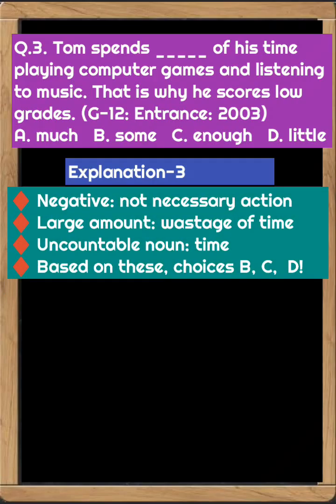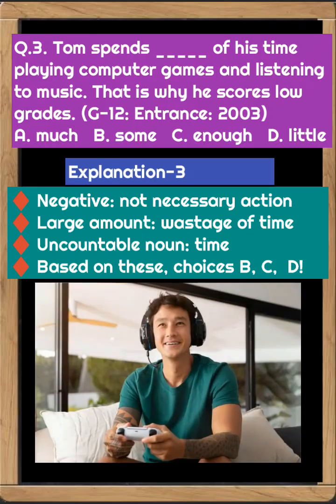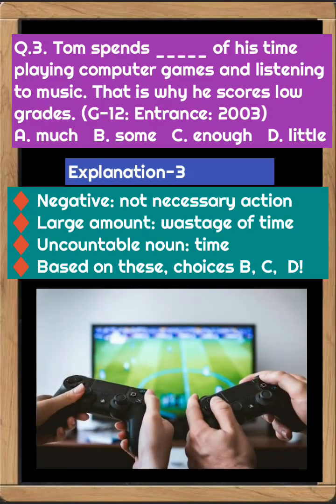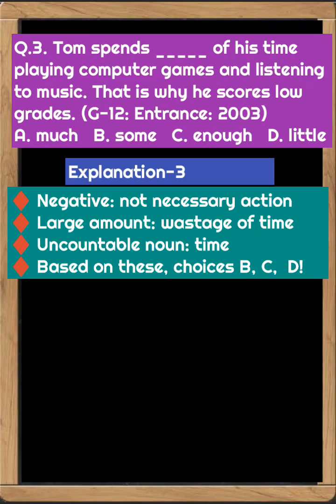The person said he scored a low grade. It talks about a large amount, something which is not necessary. The person spent unnecessary time. In addition to this, you can see the noun is an uncountable noun, time. So based on this, choices B, C, and D are wrong.